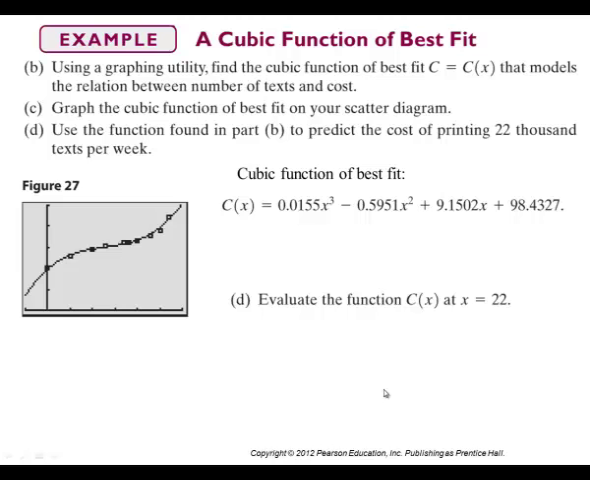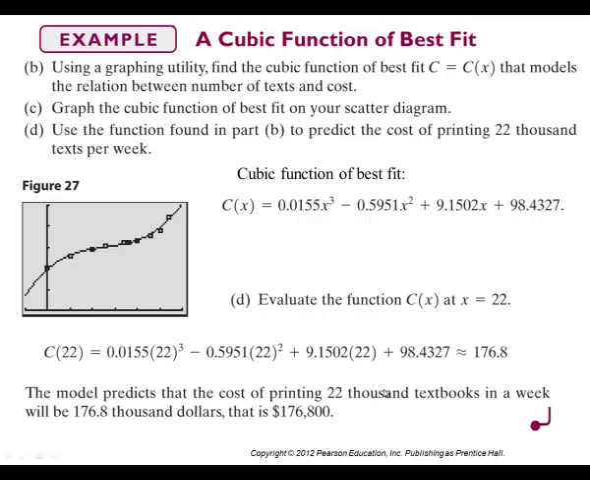Use the function found in part B to predict the cost of printing 22,000 texts per week. So we're going to put 22 in for X, and we get 176.8 or 176,800.